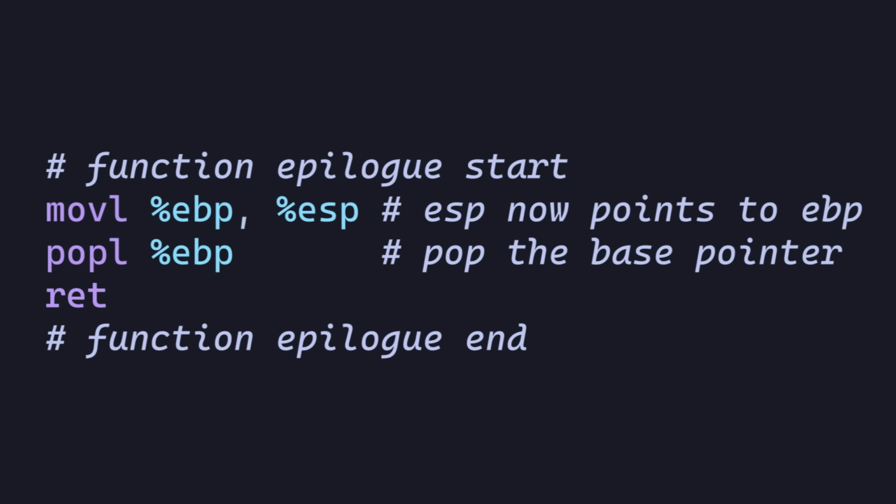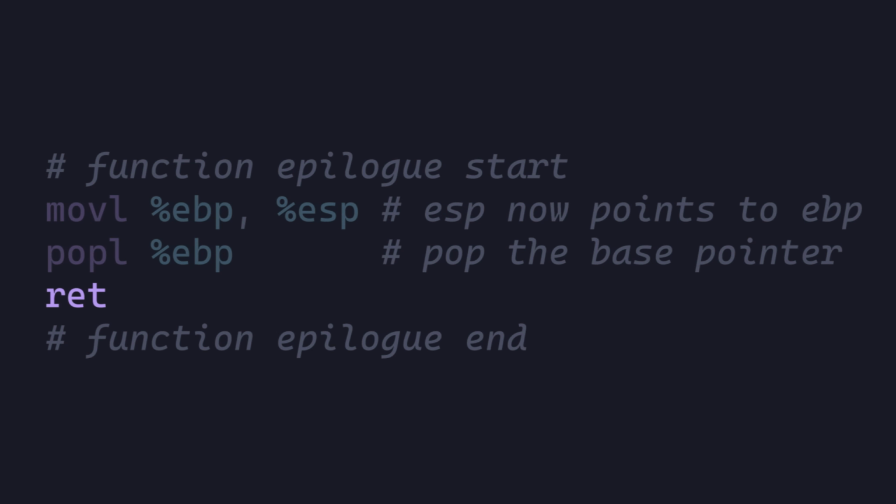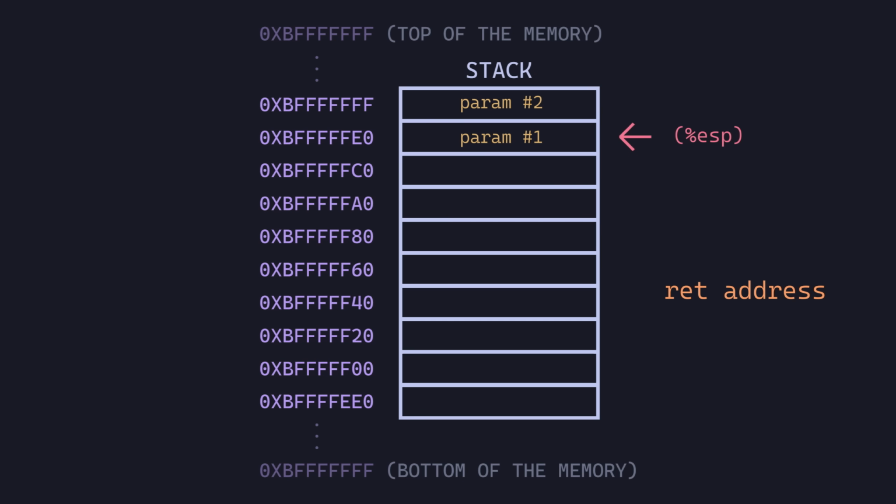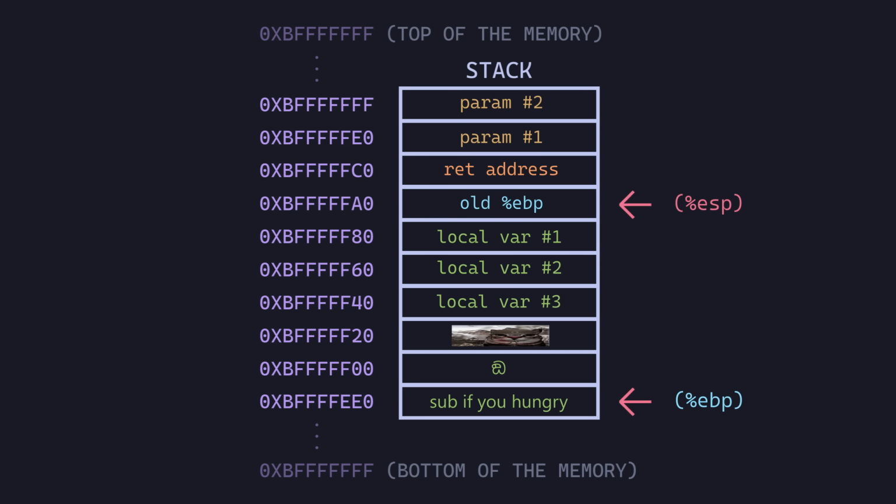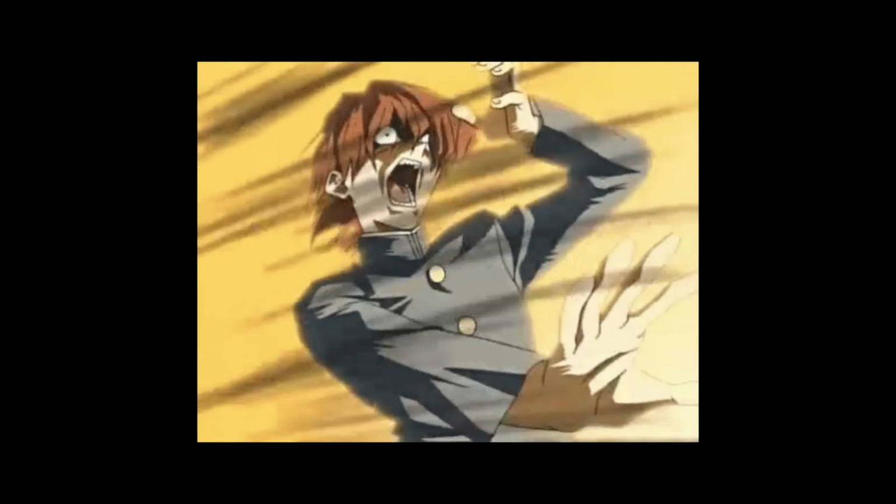The last instruction in the epilogue, ret, is used to return to the previous program. This instruction will pop the last value in the stack and jump to that memory address. That's why it's important to restore the stack to the original state. Otherwise, who knows what kind of wacky shenanigans will happen.